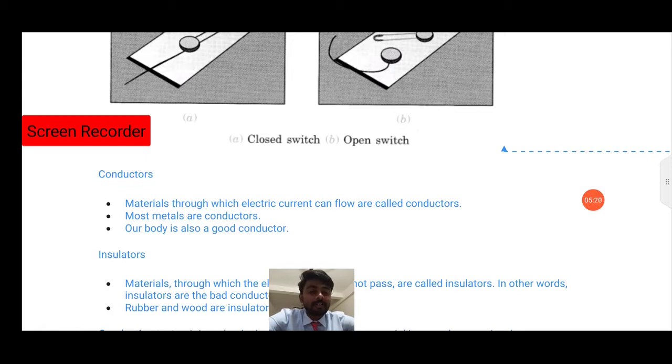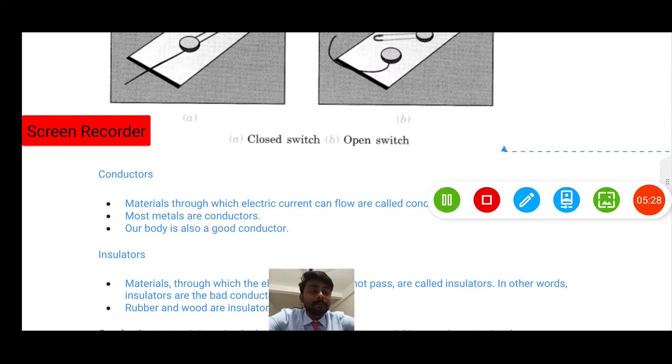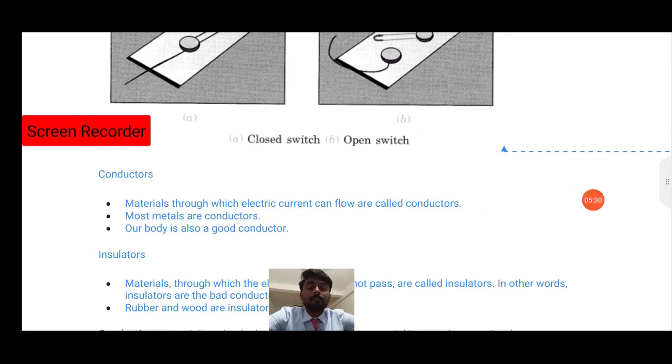Our body is also a good conductor. In conductors, heat also transfers. It means heat is also passed, and current is also passed in the conductors.